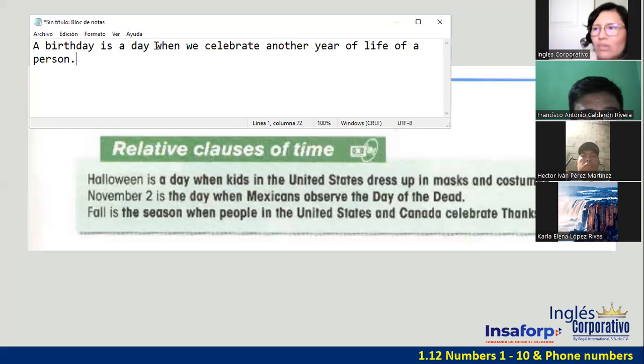And I'm using here when, ¿verdad? Convirtiéndola en una relative clause of time, okay? Now, can you think of other examples? ¿Podemos pensar o crear otro ejemplo? Any ideas? Any ideas on this?